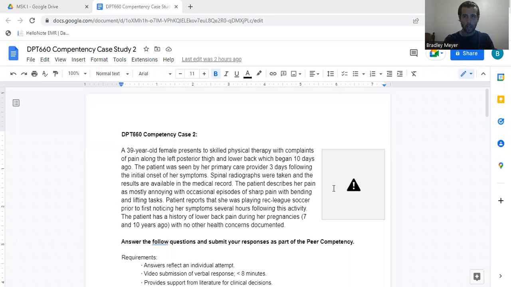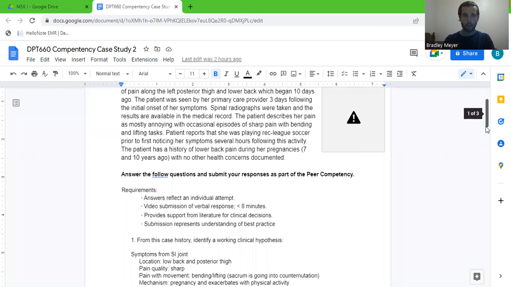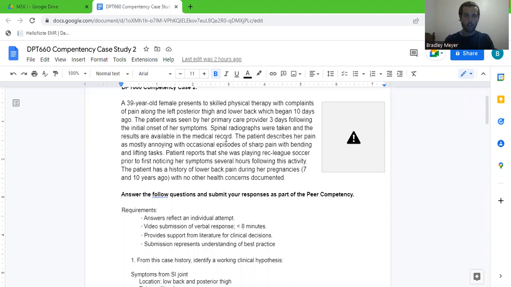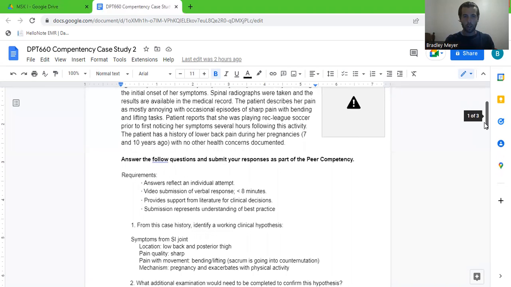Okay, so my primary hypothesis for this case was that this patient is having some sacroiliac joint dysfunction. Some of the evidence that I'm using to support that is the location of the pain she's having. It says left posterior thigh and low back in the paragraph. In this picture, which isn't showing up, there was an X marking the location of the pain, I think it was the more left side, lower back. So just going with that lower back area is kind of where the sacroiliac joint would be.